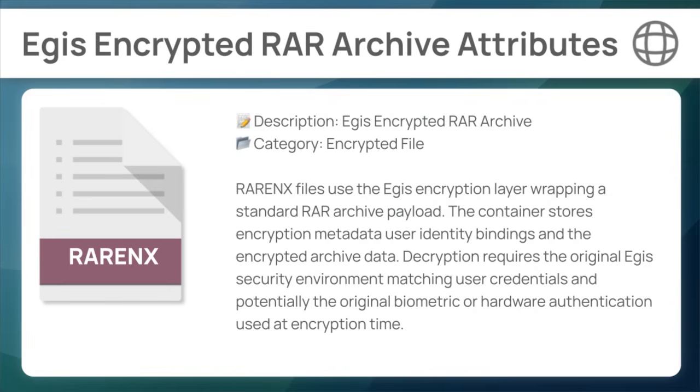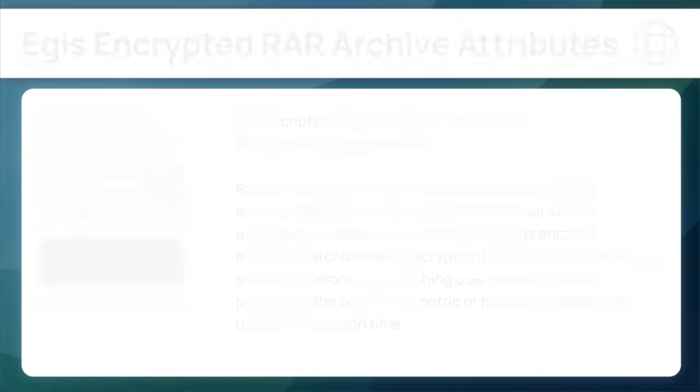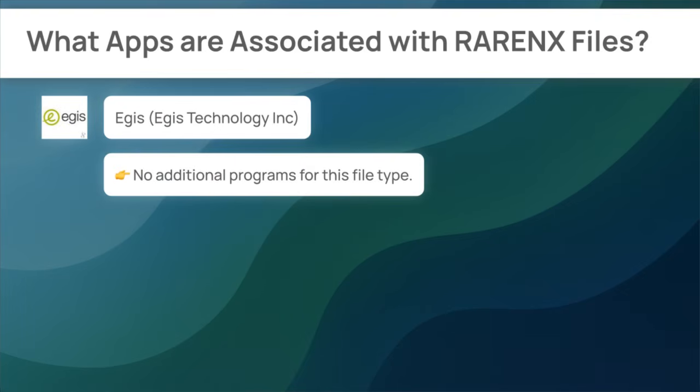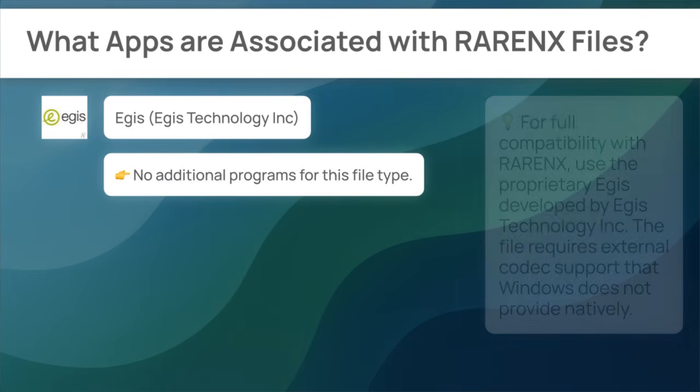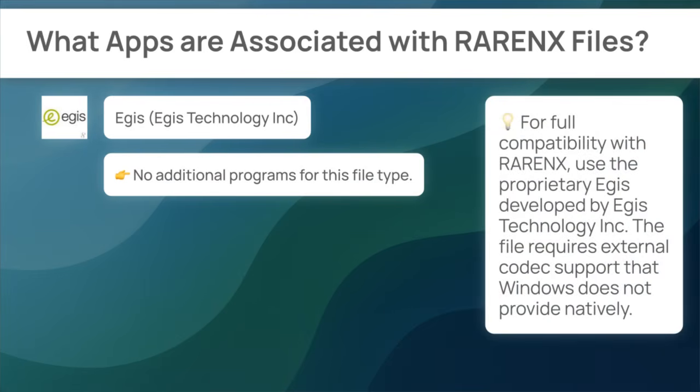Decryption requires the original Egis security environment, matching user credentials, and potentially the original biometric or hardware authentication used at encryption time. The preferred application for managing the RARENX file is Egis from Egis Technology Inc. The file requires external codec support that Windows does not provide natively. Windows cannot interpret scrambled file data, so specialized tools are essential to read it.